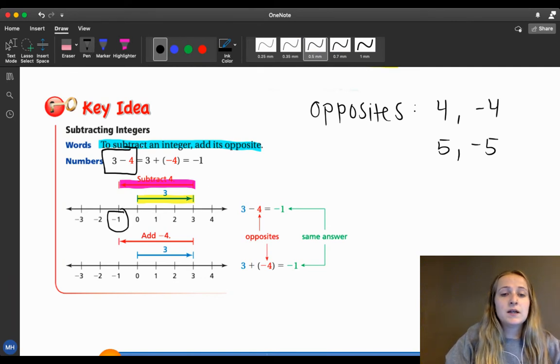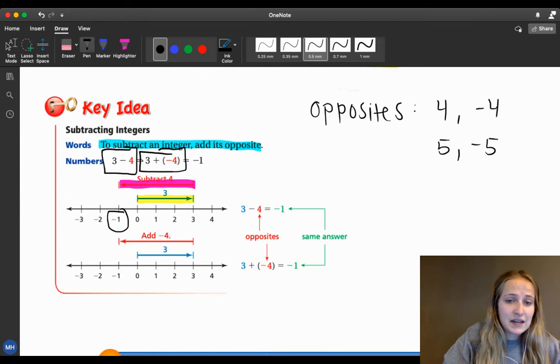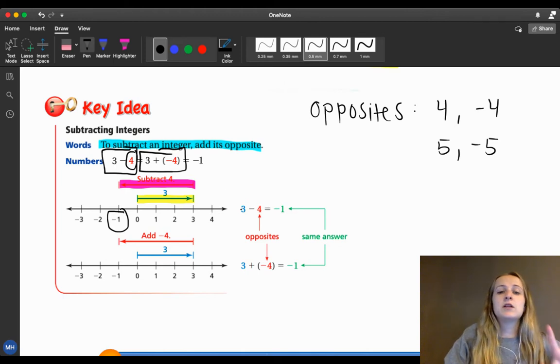Let's say we used the way that they tell us to use, which is to subtract an integer, add its opposite. They set that up here. You would do 3, then rather than writing a minus sign, you would write an addition sign. The opposite of 4 is negative 4, so you're adding its opposite. It would be 3 plus negative 4. That also gives you negative 1. Those are some different ways to think of it. You can look at this diagram, pause it, and understand it for yourself.